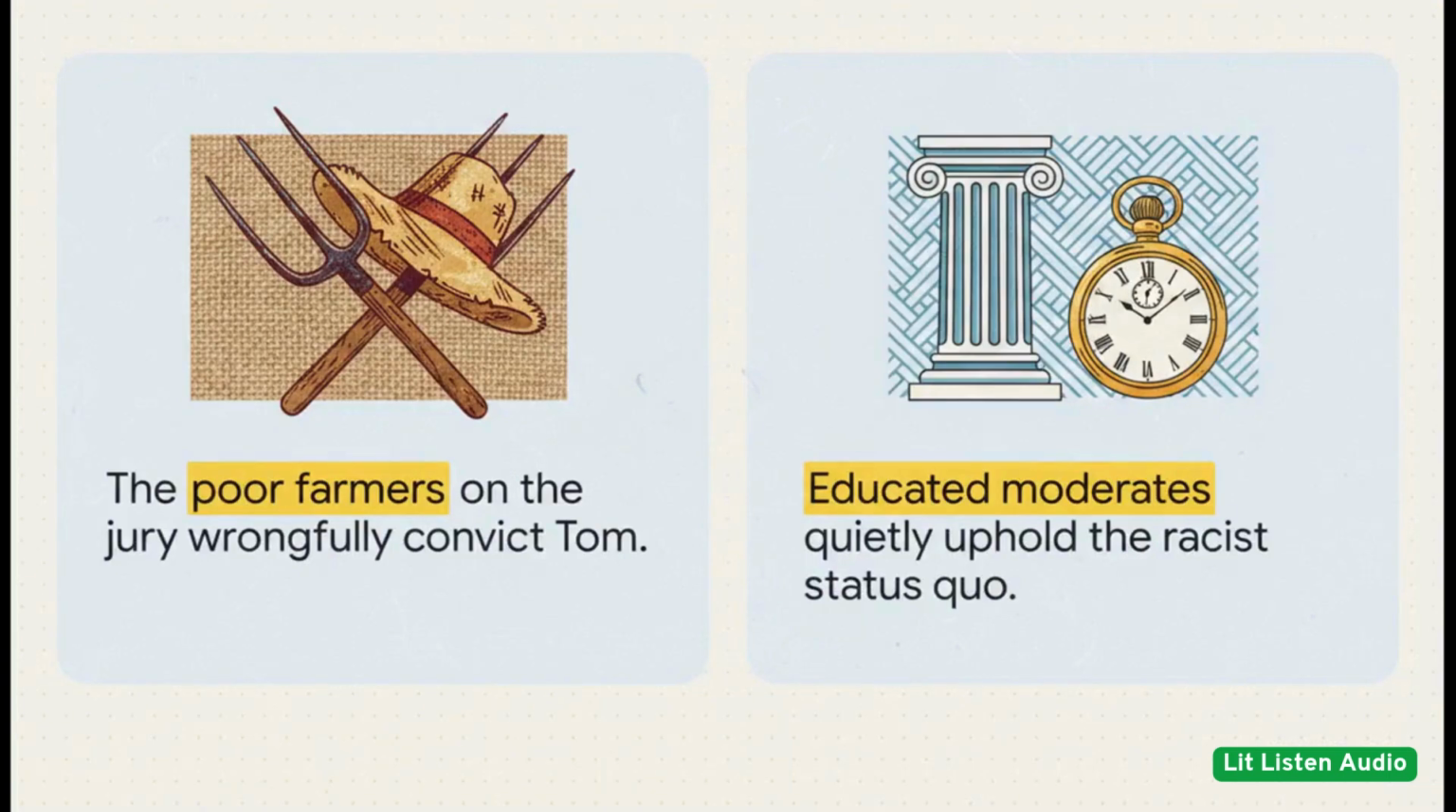Furthermore, Lee complicates our understanding of this racism by looking at class. It wasn't just one single group responsible for the injustice. The jury that convicts Tom, despite overwhelming evidence that he's innocent, is made up of poor white farmers. However, Lee points out that the educated, moderate white townspeople, the upper crust, are the ones quietly upholding and supporting this racist status quo. She demonstrates how gender and class issues intertwine to greatly complicate the causes of racism, effectively silencing the voices that might actually challenge the existing order.